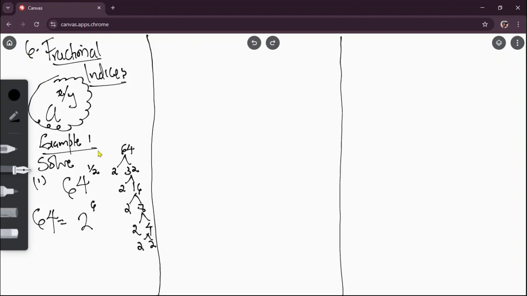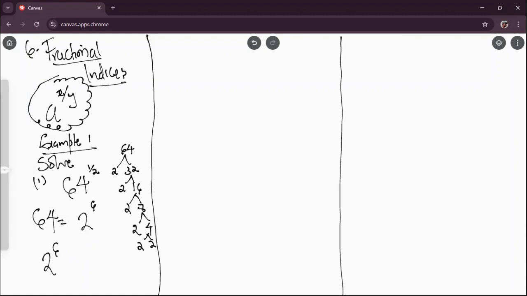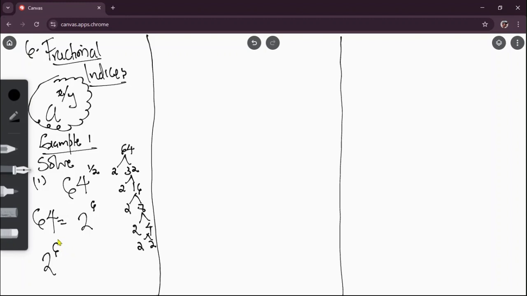Therefore, where we have 64, I will write 2 power 6. Then the power that was outside is a half. Now I apply our previous law, the law of the power of powers. If you have a number like this, you can multiply the powers. So I'll have 2, and I write 6, multiplying by that one.